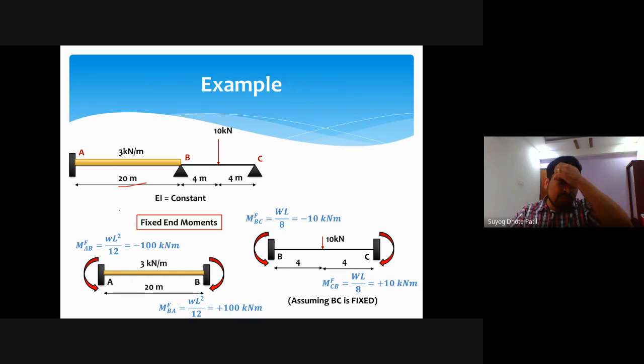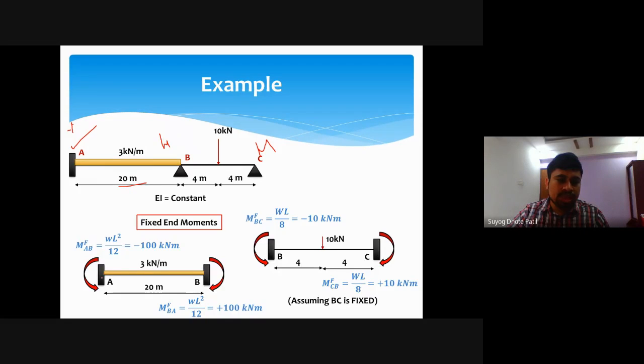So step one, simple. We have to consider all the joints are fixed, but practically it is not fixed. Practically it is hinge at B and C and fixed at A. But for this analysis procedure, we have to consider it fixed.